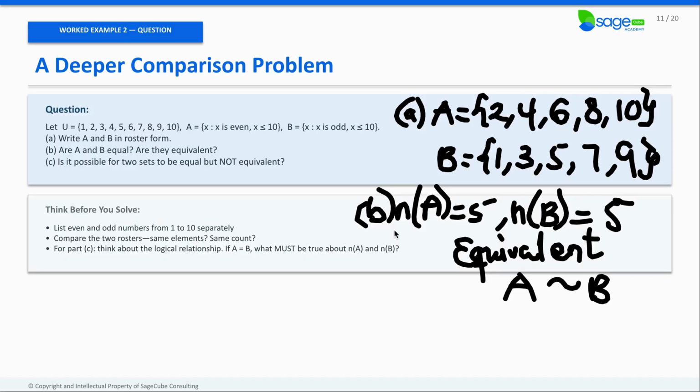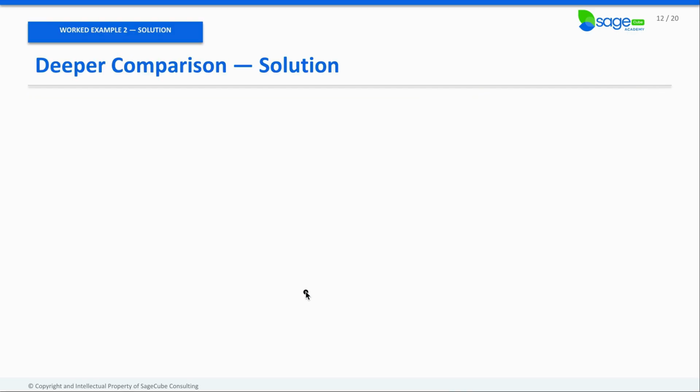Okay. Then C. Is it possible for two sets to be equal but not equivalent? If they are equal, what does it mean? It means that the number of elements in there are the same. Therefore, their sizes would also be the same. So if their sizes are the same, it means they are equivalent. So the answer is no. If A equals B, then they must have exactly the same number of elements. So if they are equal, they would always be equivalent.